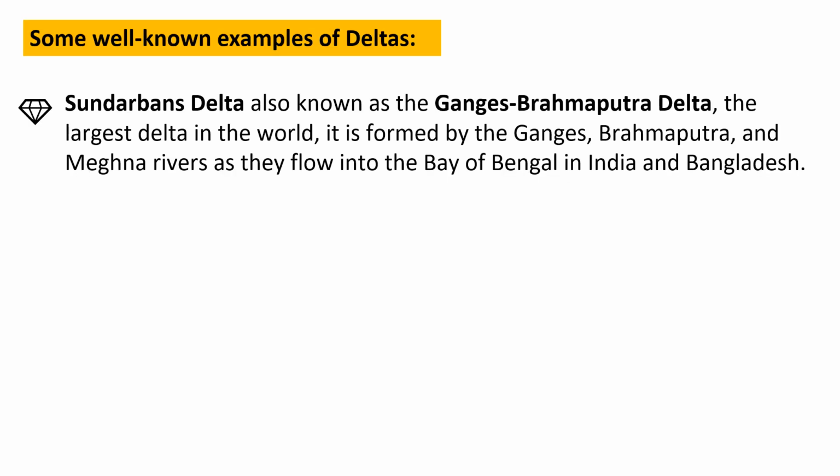Some well-known examples of deltas. Number 1, Sundarban delta, also known as the Ganga-Brahmaputra delta, the largest delta in the world. It is formed by the Ganga, Brahmaputra, and Meghna rivers as they flow into the Bay of Bengal in India and Bangladesh.